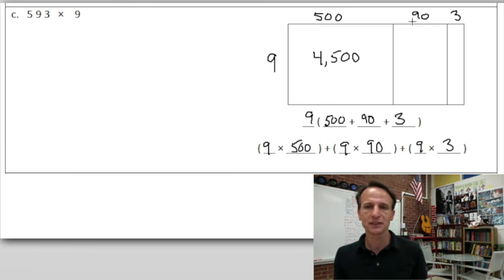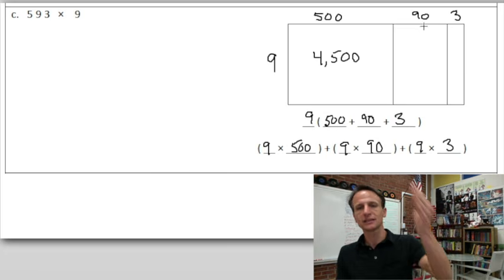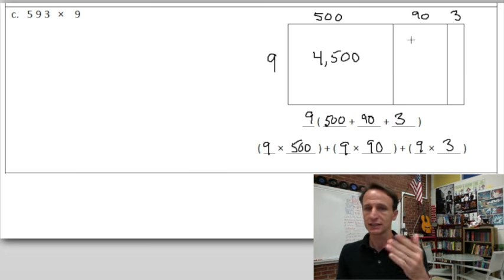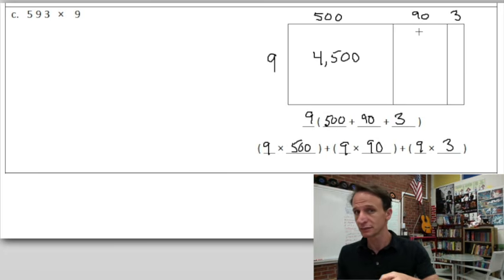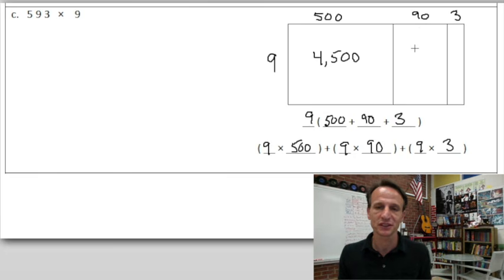So 9 times 90, again, 9 times 9 times 10. 9 times 9 is 81 times 10. We know all this from place value. Yes, 810 then. And then we'll do lastly 9 times 3. Yes, you know your facts, that's 27.